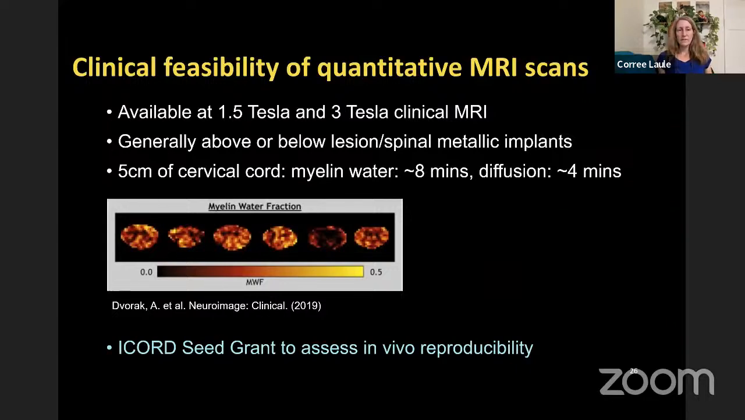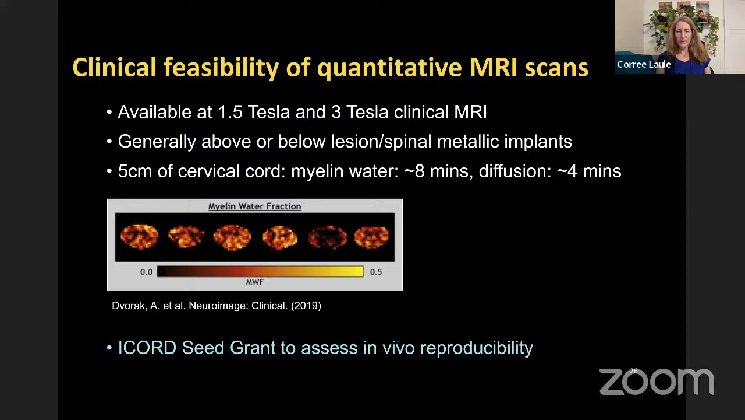But these techniques are feasible. They are available at both 1.5 and 3 Tesla. Generally, you can collect decent data above or below any sort of metallic implant location. And in terms of scan time, you can collect cervical cord myelin water data in about 8 minutes, and diffusion can be collected in about 4 minutes.